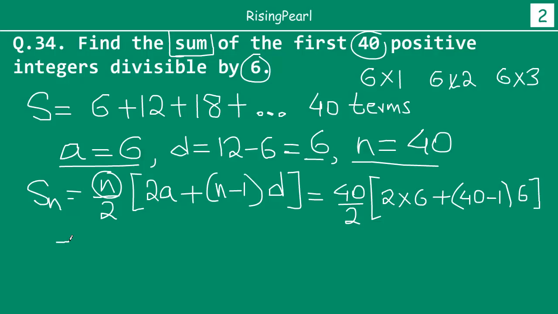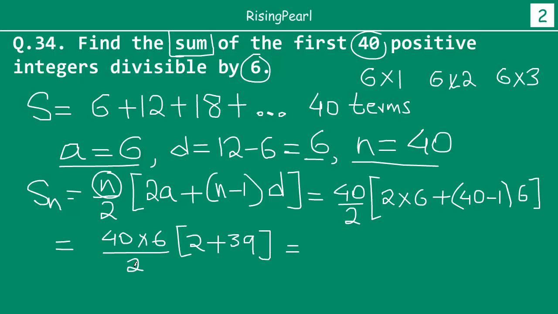So just to make it a little bit easier, from here we are going to take the 6 common outside. So we will have 40 times 6 divided by 2. If we take 6 common from here, we will be left with 2 plus, the 6 will go out, it will be 40 minus 1, 39.